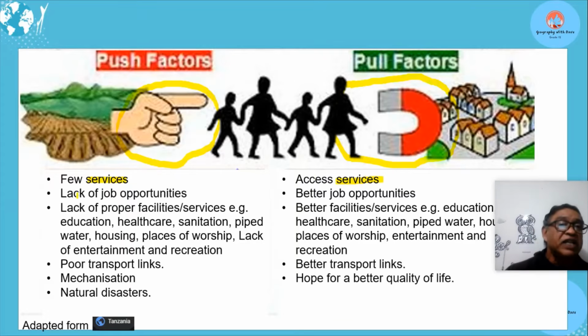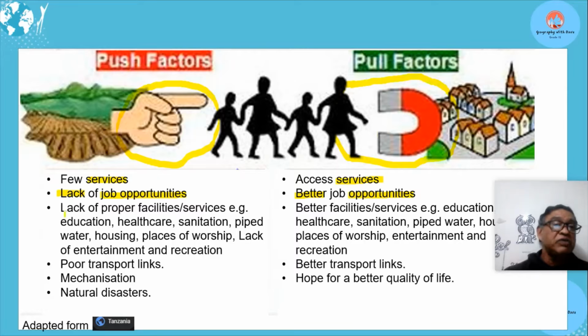Another big factor is lack of job opportunities. There are better job opportunities in the urban area that pull them from the rural area down to the urban area. Better job opportunities. So they go there. It's a big issue in many, many cases. In fact, the variety of job opportunities is even better.